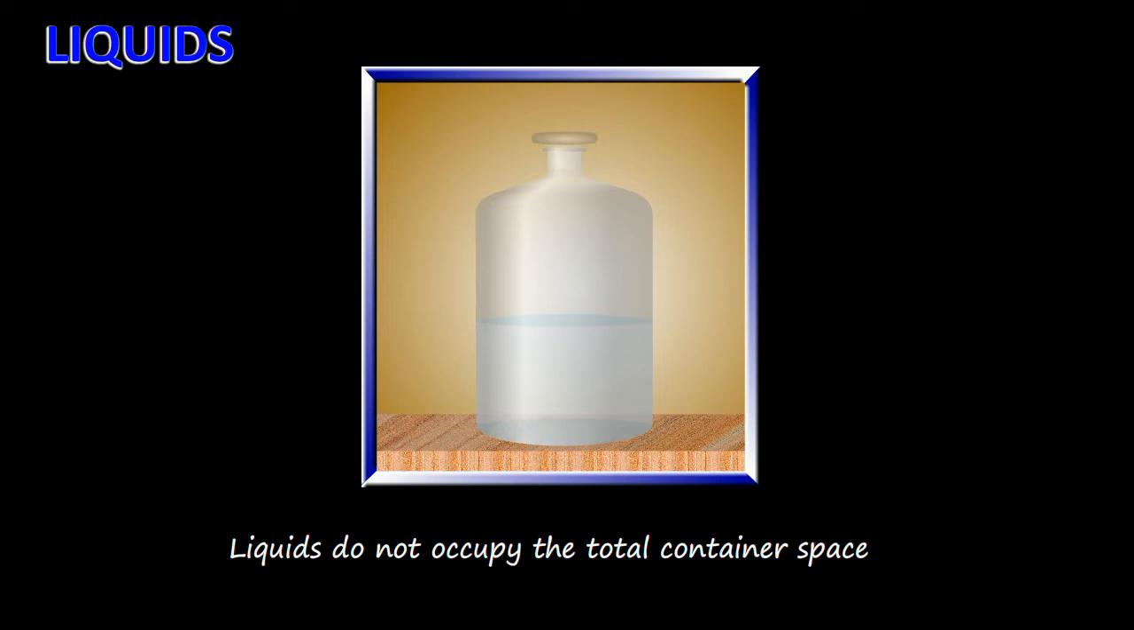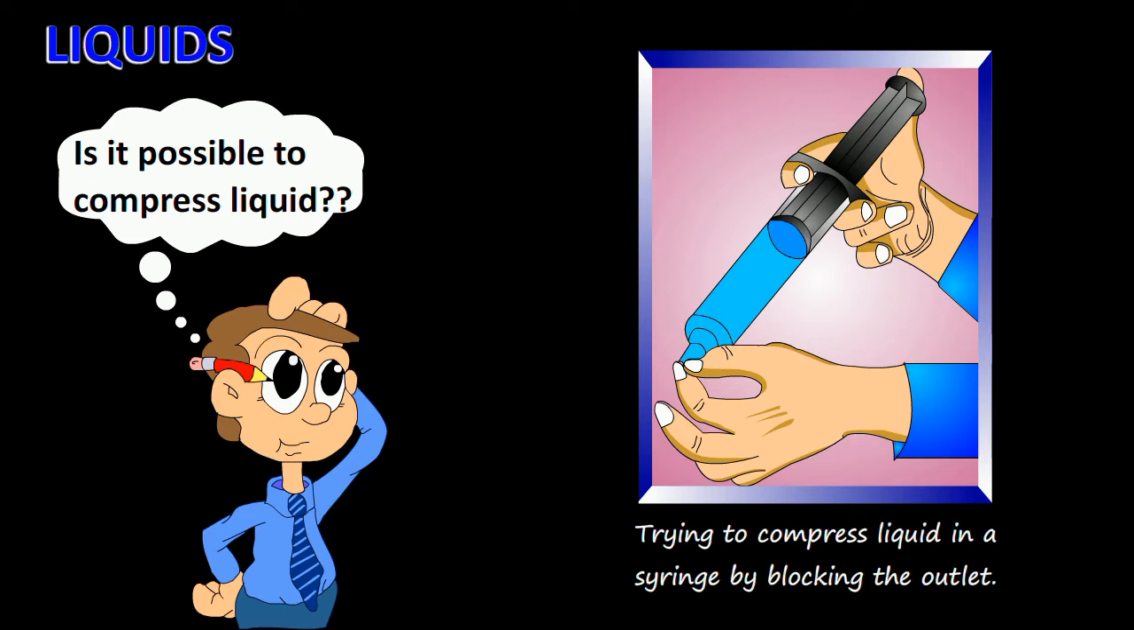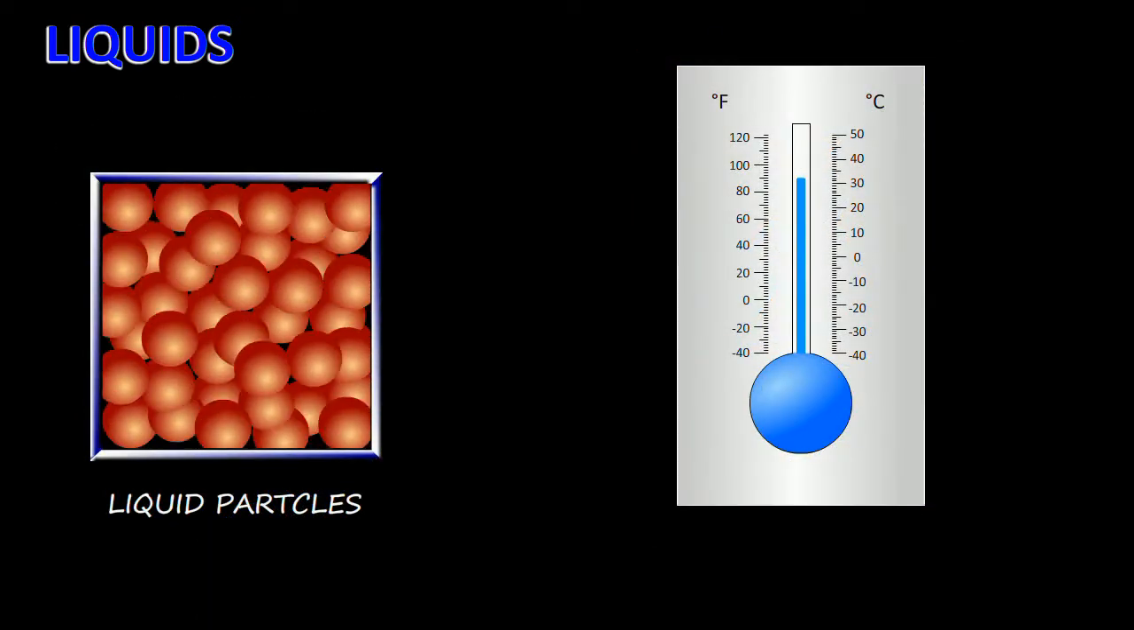However, liquids do not occupy the total container space. Only that part of the container is filled which is equal to the volume of the liquid. The rest of the container is filled with liquid vapor. Suppose somebody is trying to reduce the volume of liquid by applying pressure. Is it possible? Actually, it is very difficult to compress liquid. Why? Because liquid particles are already close together.